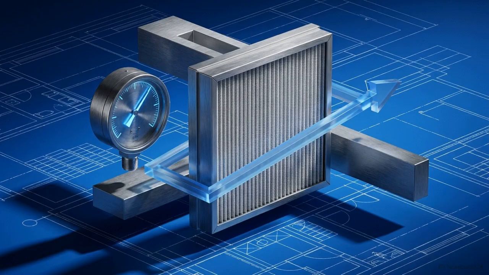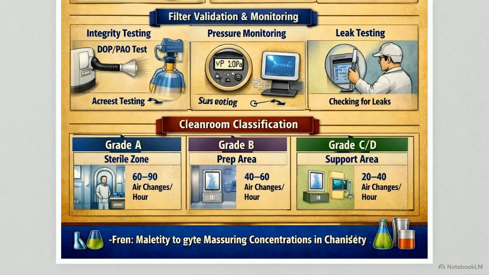When you combine these specific filtration stages, airflow velocities, and pressure cascades, you get formal operational cleanroom classifications. The Grade A sterile zone demands HEPA or ULPA filters and requires massive air volumes of 60 to 90 air changes every hour. Grade B acts as the immediate background for Grade A, maintaining control with 40 to 60 air changes per hour.